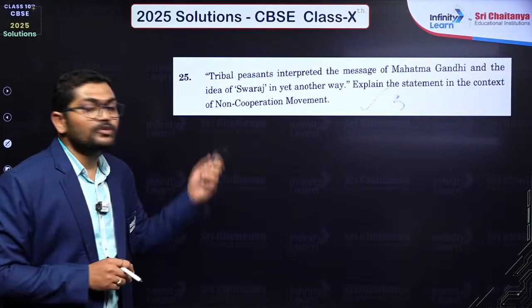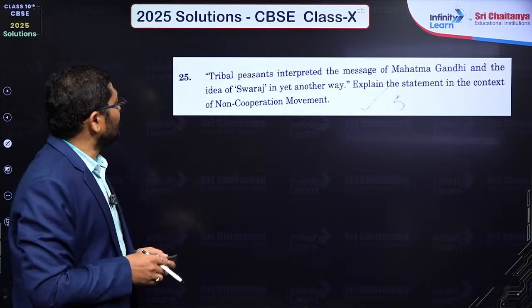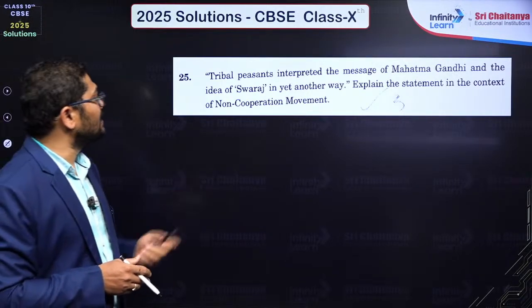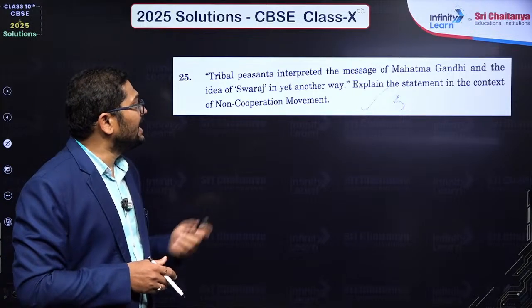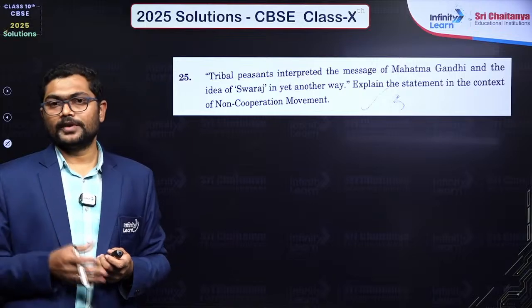25. So we are moving on to the 3 markers. So we have done with the 2 markers. Yes. 25th one. Tribal peasants interpreted the message of Mahatma Gandhi and the idea of Swaraj in yet another way. Explain the statement in the context of the non-cooperation movement.